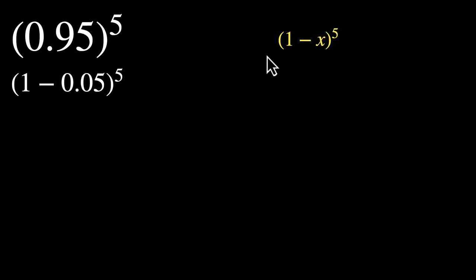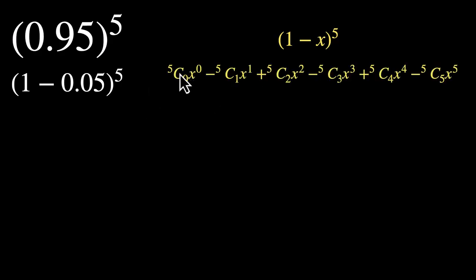So if we expand this using binomial expansion, this becomes 5c0 because it's nc0. So 5c0 x to the power 0 minus, because the signs alternate, we have a negative here, minus 5c1 x to the power 1, then 5c2 x squared and so on. So we have these 6 terms. We are adding 3 and subtracting 3.